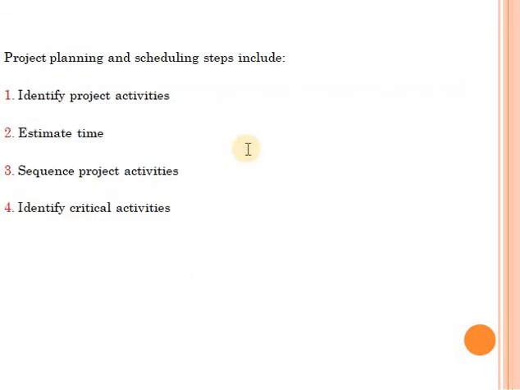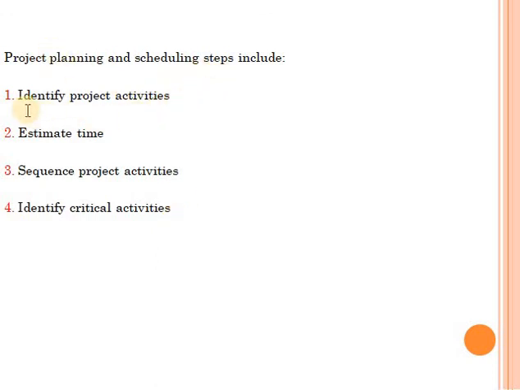Now, since we are studying project management, you have to know the steps needed in order to manage any type of project. So basically we have four steps. First, identify the activities of the project, estimate the time and duration of each activity, sequence the activities. You have to determine which activities come first, which activities can work in parallel, and which activities would come next. Then determine the critical activities.